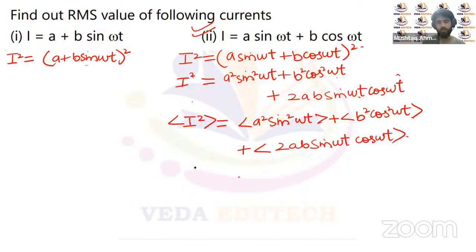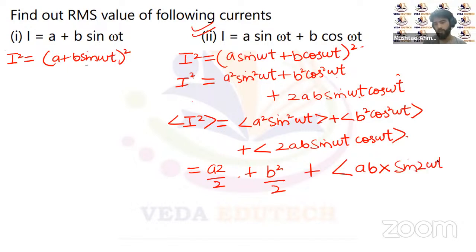Now, the mean of sine square omega t is a square by 2, and the mean of cos square omega t is also half, that will be b square by 2. This cross term is AB multiplied by 2 sine omega t cos omega t. We can write it as sine of 2 omega t, right?